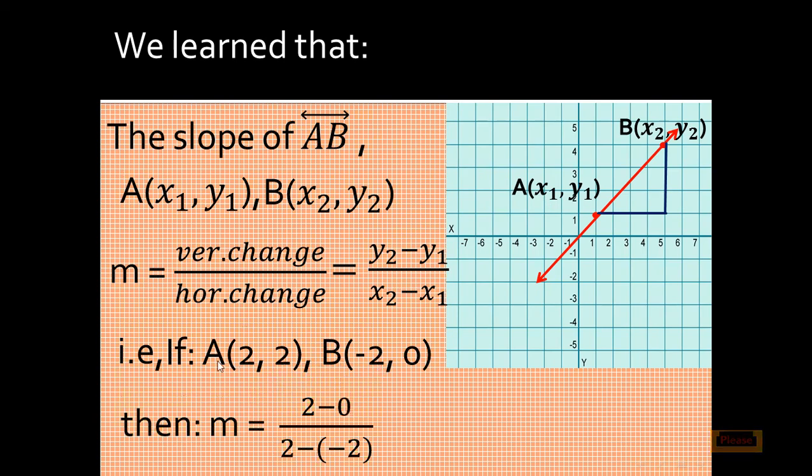yes, we can consider A as (x1, y1) and B as (x2, y2), or vice versa. Then M equals 2 minus 0 divided by 2 minus -2, equals 2 divided by 2 plus 2, equals 2 over 4. Then the slope equals 1/2, equals half.